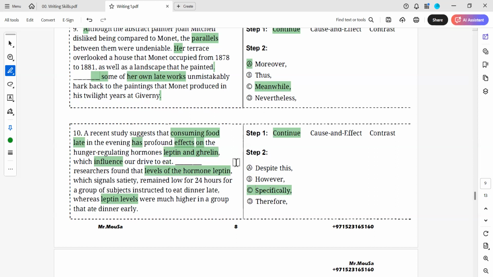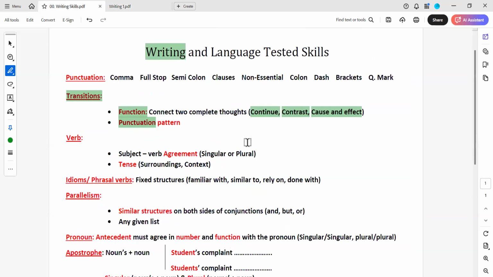Okay, so here we're done with that exercise. Guys, in the first part, what were we discussing here? As we said, we're just addressing the function question. They are testing the function of the transition. As you can see, continue, contrast, cause and effect. These are the three relationships, and we just need to determine what could be the relationship between the containing sentence and the previous sentence.